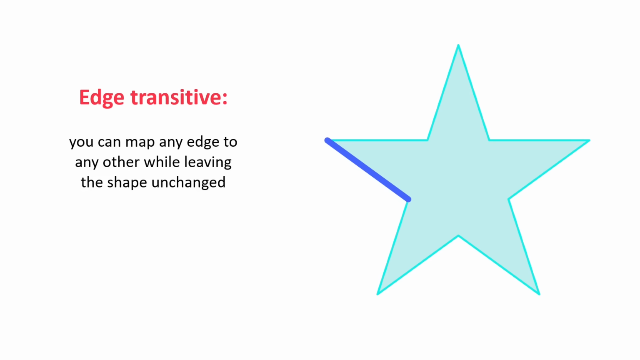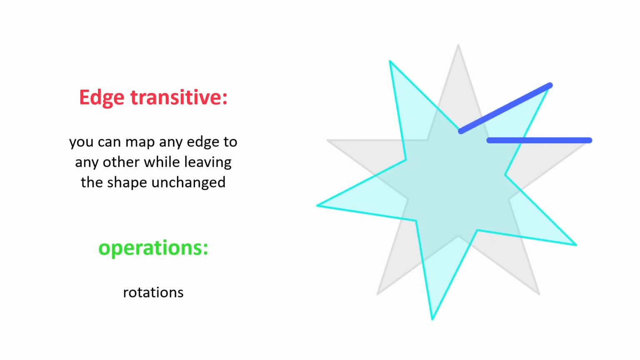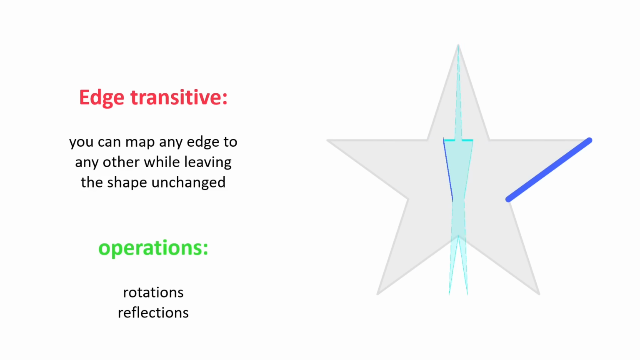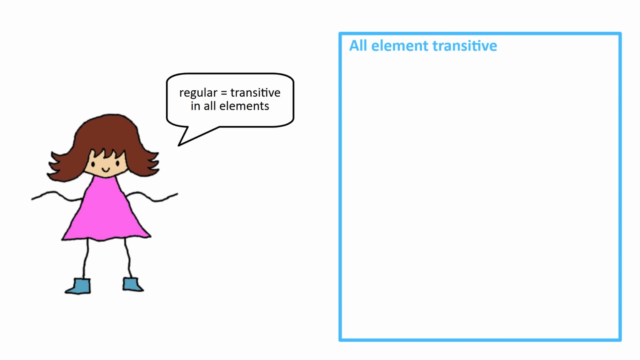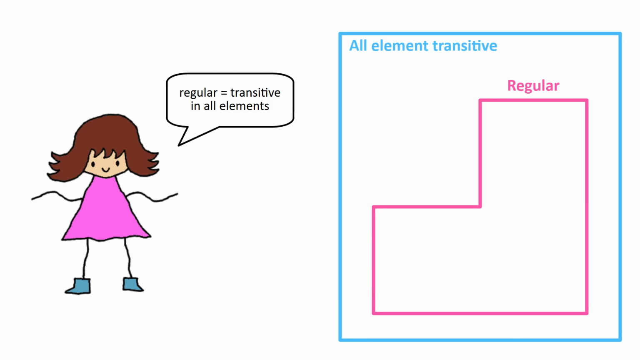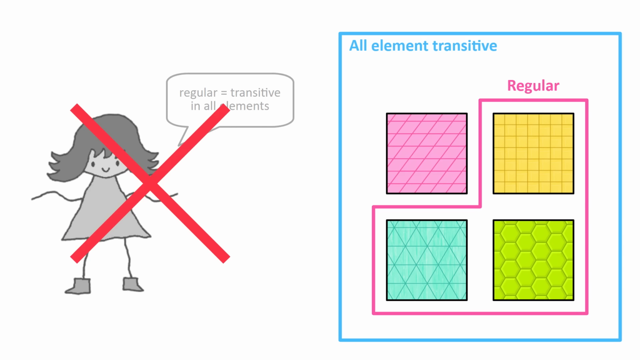For example, this edge can be brought over here with a rotation or here with a reflection, so the shape is edge transitive. Vertex transitive is similar, and here's a vertex transitive shape. Vertices and edges, as well as their higher dimensional equivalents, faces, cells, etc., are collectively known as elements. Being transitive in all your elements is necessary to be regular. But it's not sufficient. I actually got that wrong in tilings, so allow me to correct myself here.